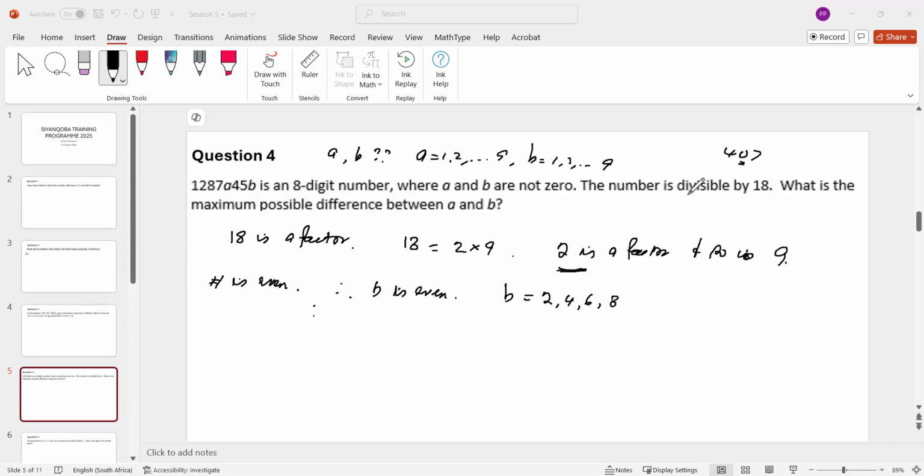Now let's see, what else do they say? Oh, okay, what we are given now is that 9 is a factor. Now divisibility by 9, I think you all know what the rule for divisibility by 9 is. So by the way, you have to know the divisibility rules.